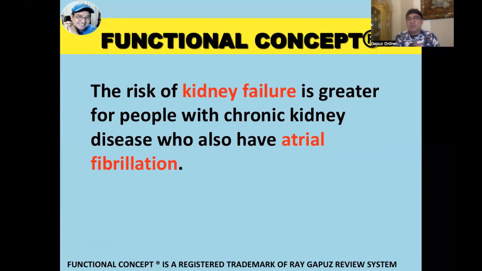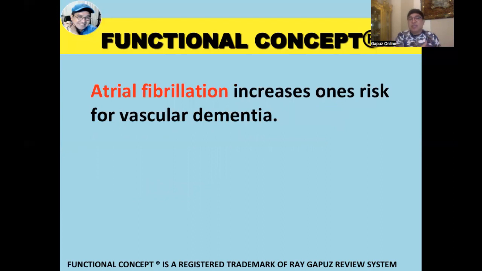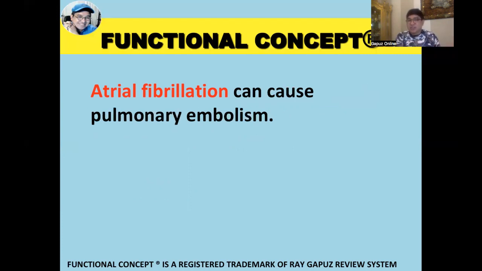The risk of kidney failure is greater for people with chronic kidney disease who also have atrial fibrillation. So can we therefore say that patients with atrial fibrillation could be at risk for kidney failure? Yes. Atrial fibrillation increases one's risk for vascular dementia. So what can we see in the history of a patient who was diagnosed with vascular dementia? It could be a history of atrial fibrillation. And then atrial fibrillation can cause pulmonary embolism.